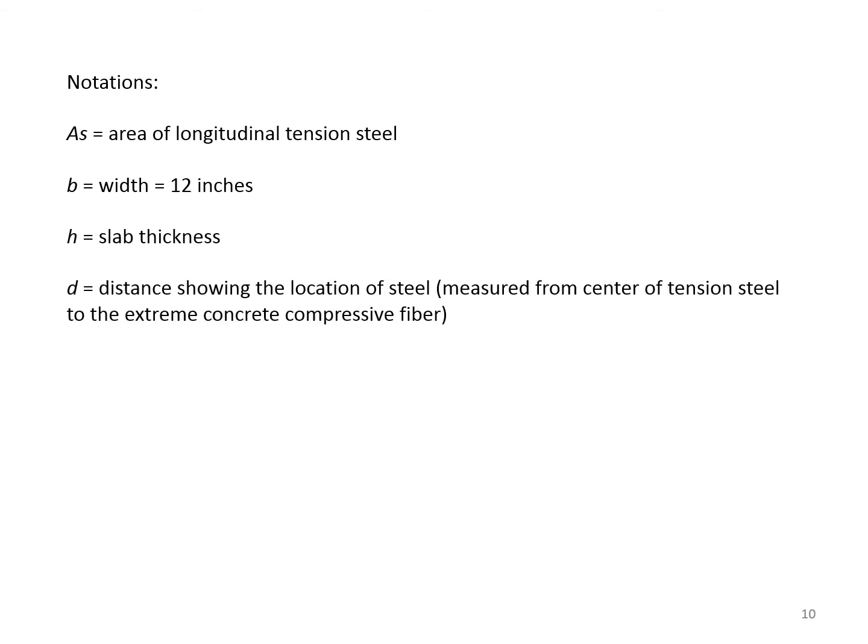Here are the notations. AS is the area of longitudinal tension steel. B is the width, which is always equal to 12 inches. H is the slab thickness. D is the distance showing the location of the steel measured from the center of tension steel to the extreme concrete compressive fiber. F prime sub C and Fy are the concrete compressive strength and the steel yield strength, both in PSI.